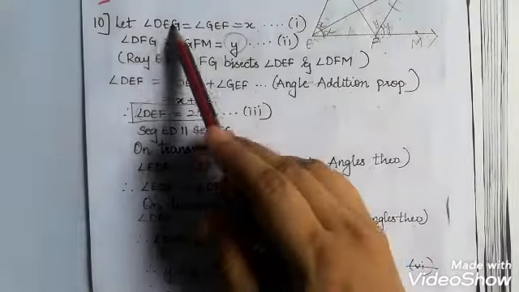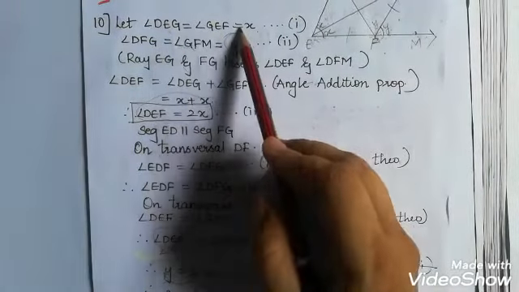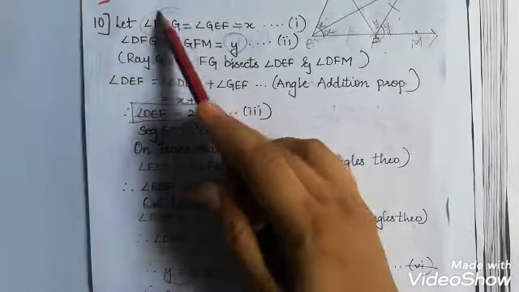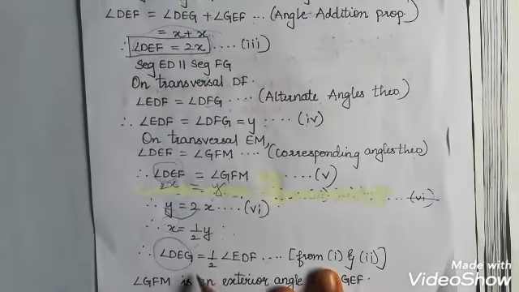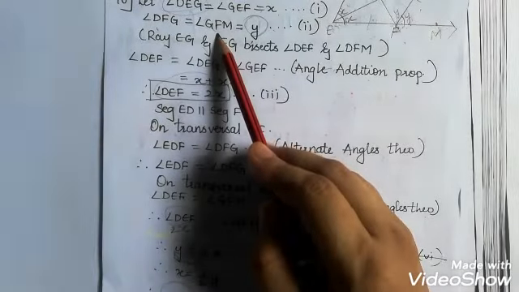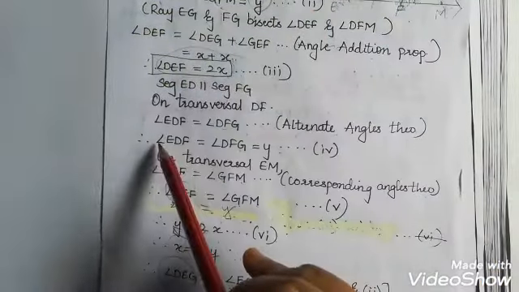Now what is the value of x? x is these two angles, angle DEG and angle GF. But in the equation we have to prove angle DEG. So in place of x, I take angle DEG is half of angle y. Now angle y is DFG and GFM. But in the equation I need EDF.